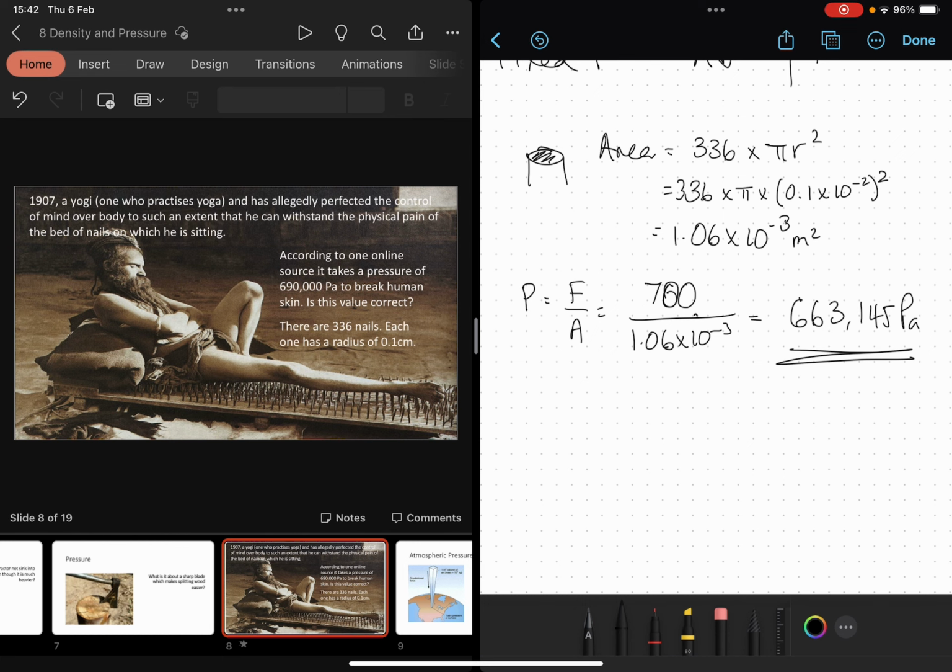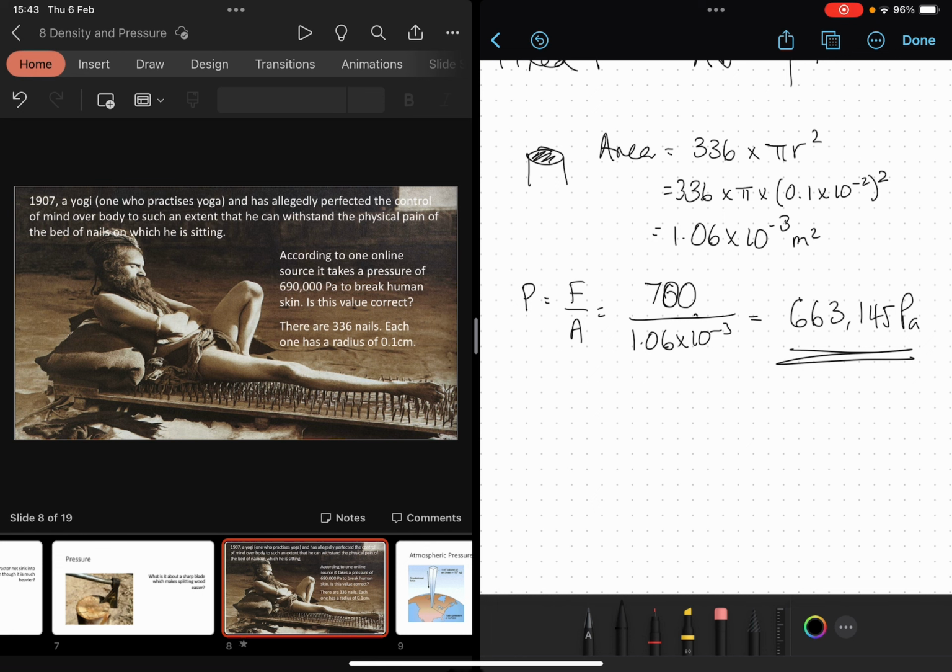The question says that skin breaks at 690,000 pascals. So we're a little bit close, but we are under that, aren't we? The pressure on that person's skin is just less than the breaking pressure of skin. But I guess if that person was a little bit heavier, that may not suddenly be true. So there we go. Not a challenge that I recommend you undertaking.